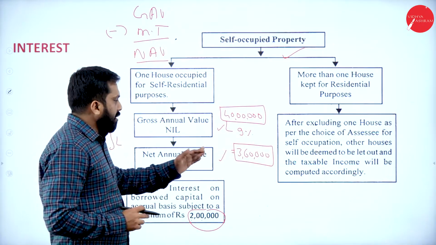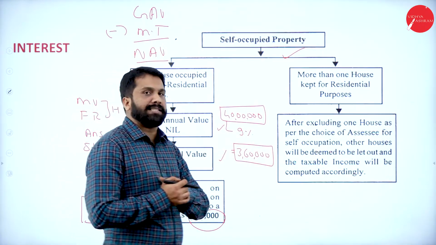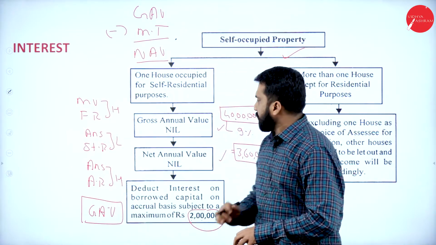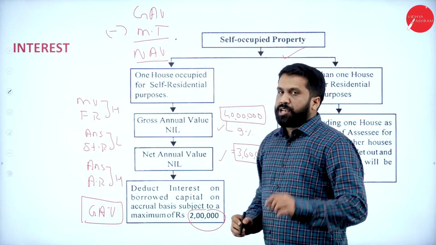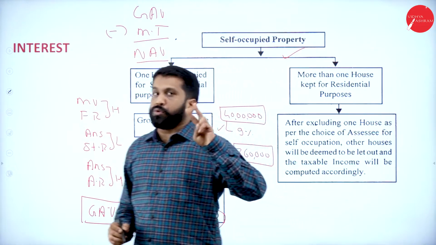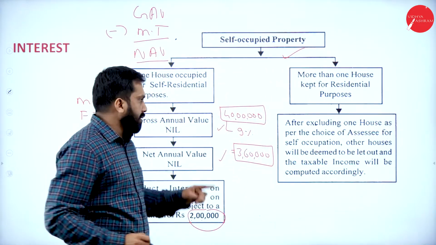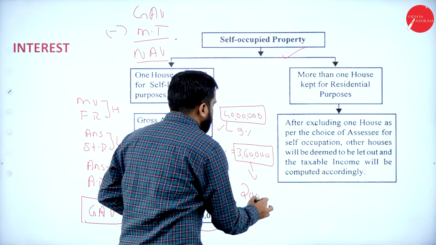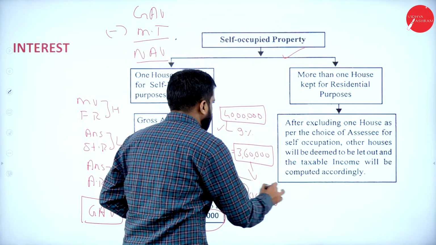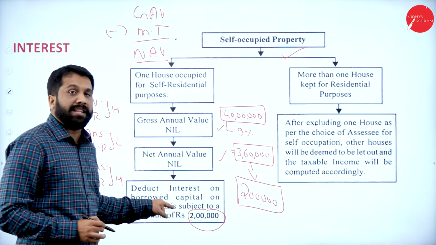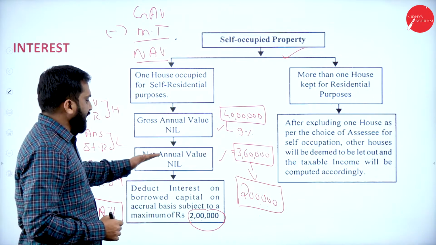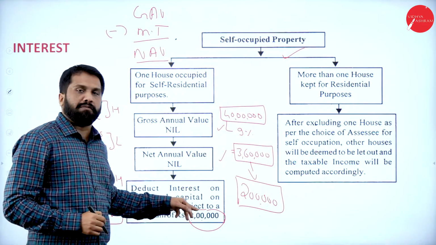Yes, good. Now, your interest is 3,60,000. But if it is self-occupied, you have a limit of up to 2 lakh only. Even though it is 3,60,000, you can claim up to 2 lakh, because it is self-occupied. Hope you are clear? Yes, good. Because of self-occupied, you have a limit of 2 lakh.